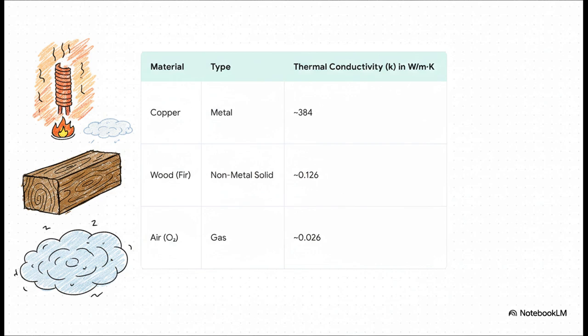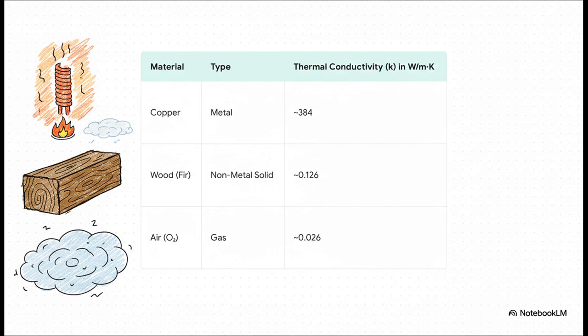Take a look here. You've got copper, a fantastic conductor, with a K value of around 384. Now look at wood, a classic insulator. It's all the way down at about 0.126. And then you get to air. Air is a terrible conductor, with a K of just 0.026.